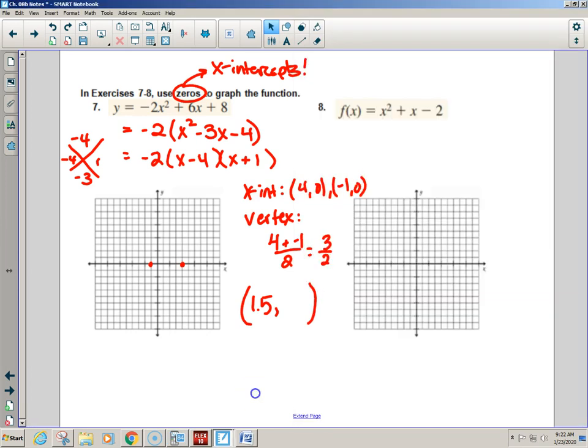Now, hold on, remember, I said I'm going to make sure that everything fits on the graph tomorrow. This one, all right, we'd have to go 1.5 and 10, 11, 12, okay. Hopefully it makes sense.